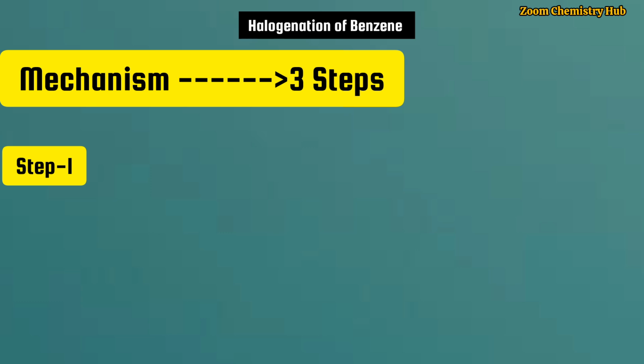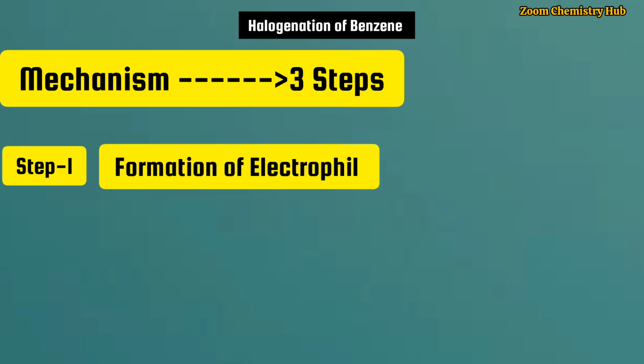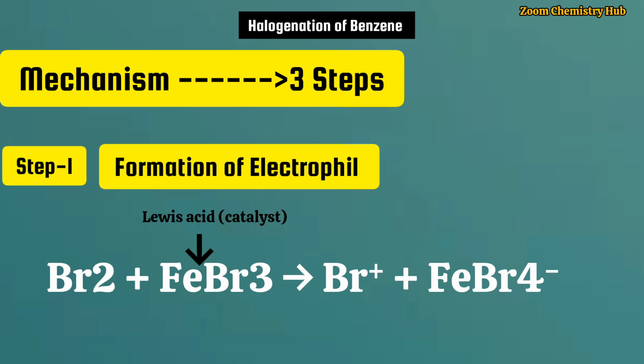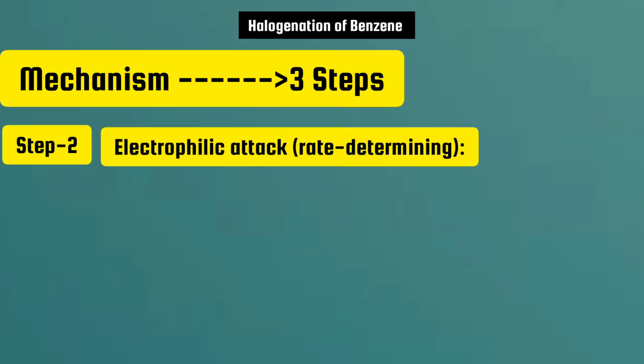The first step is the formation of an electrophile. So the Lewis acid polarizes the Br₂ and forms the strong electrophile. Step 2. The electrophilic attack, that is the rate determining step.